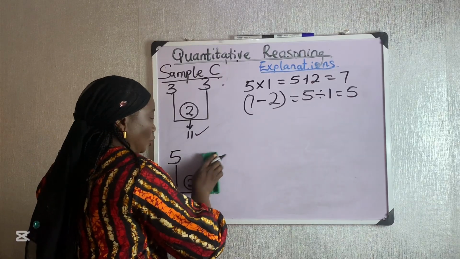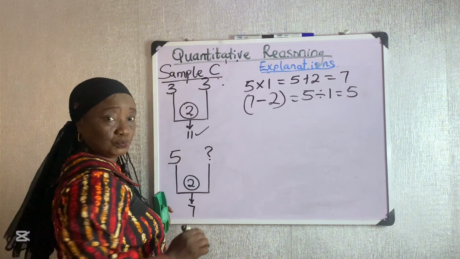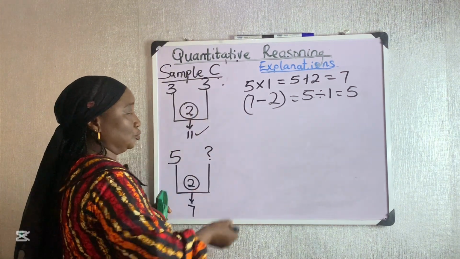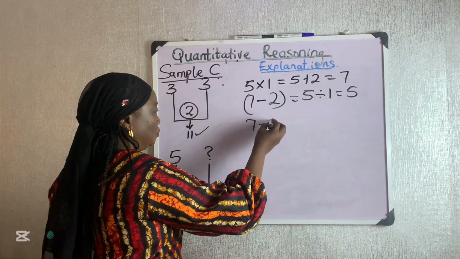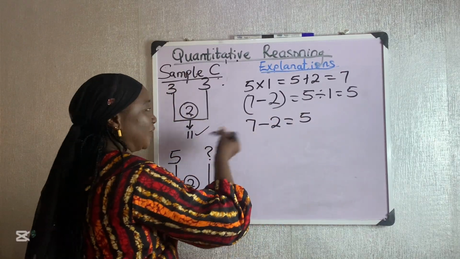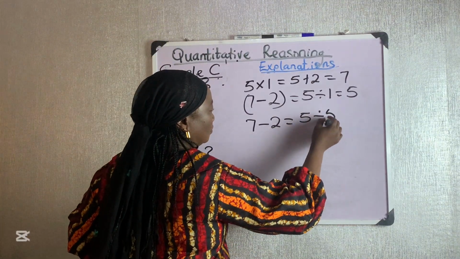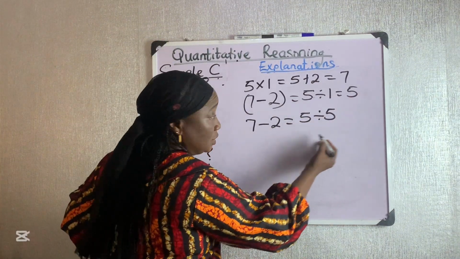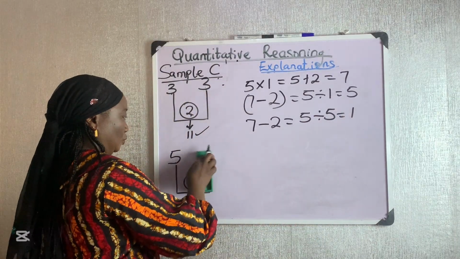So I will clean 1, which is the opposite number. How do I get this 1? I will follow the same rule, which says 7 minus 2 equals 5, and divide that 5 by the number opposite the question. 5 divided by 5 is 1. I will bring back 1.